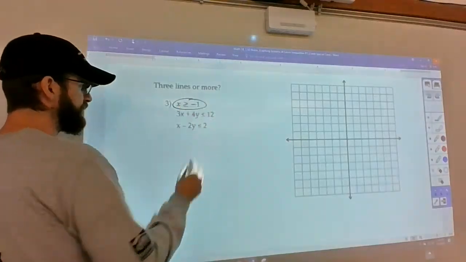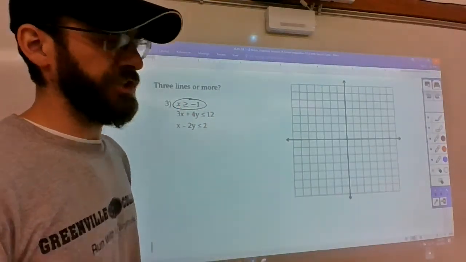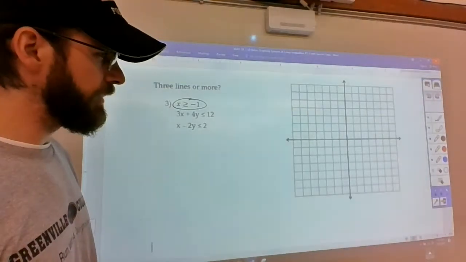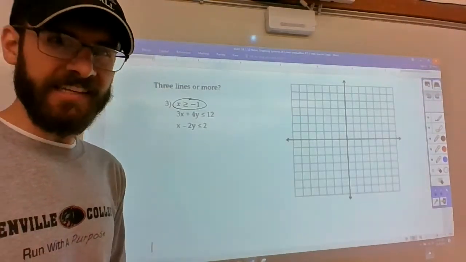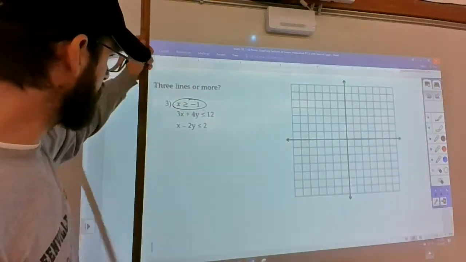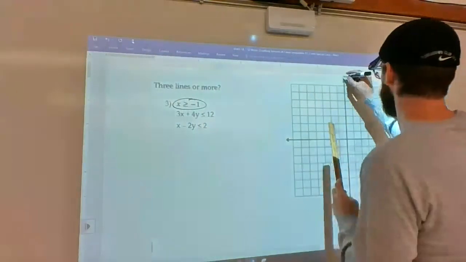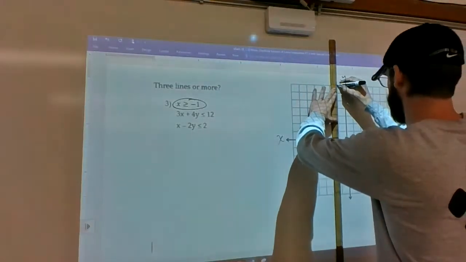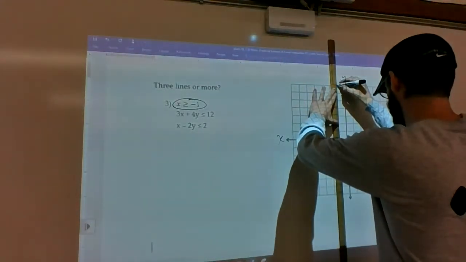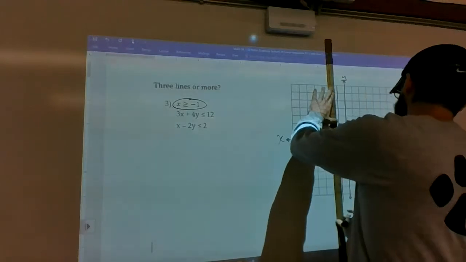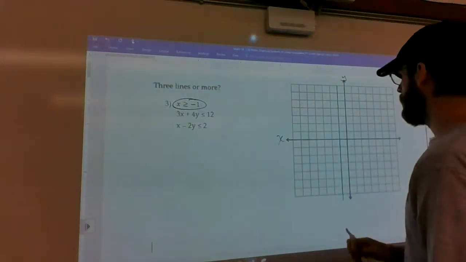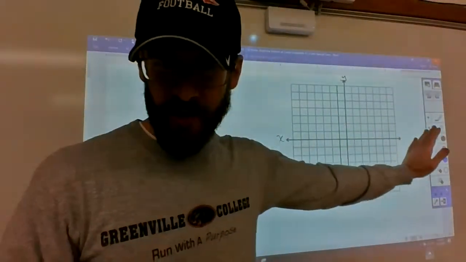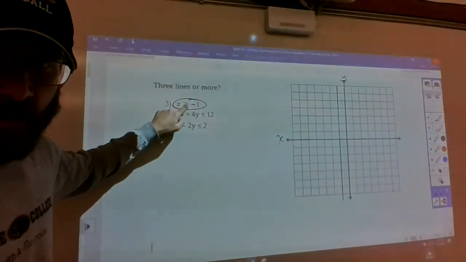So this one's already, we should know what that is, right? I mean, x greater than or equal to -1. We saw that last lesson. It was a vertical line. So here's my y-axis, here's x. At -1, and then the shading was all to the right of that because it's greater than or equal to.